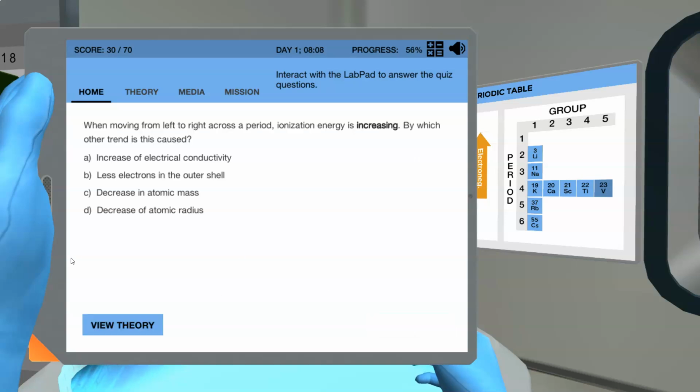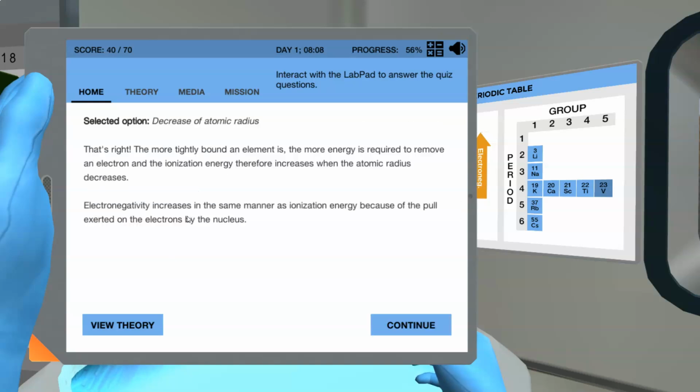When moving from left to right across a period, ionization energy is increasing. By which other trend is this caused? That's right. The more tightly bound an element is, the more energy is required to remove an electron, and the ionization energy therefore increases when the atomic radius decreases. Electronegativity increases in the same manner as ionization energy because of the pull exerted on the electrons by the nucleus.